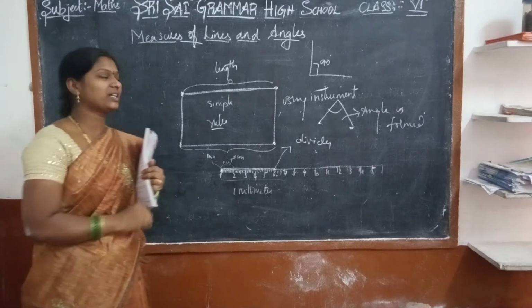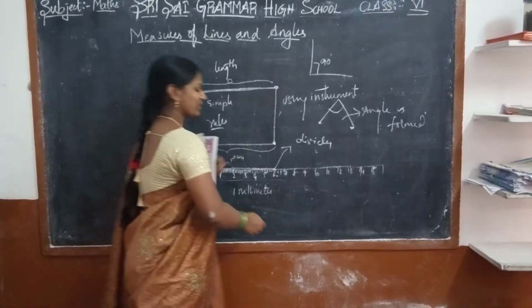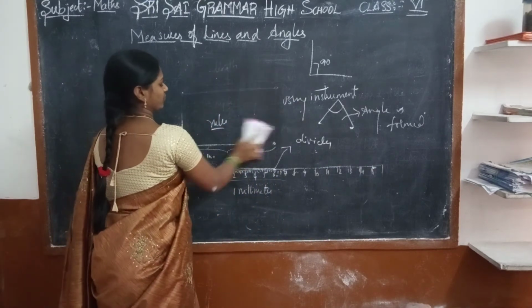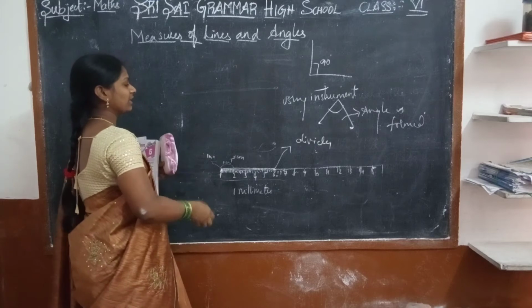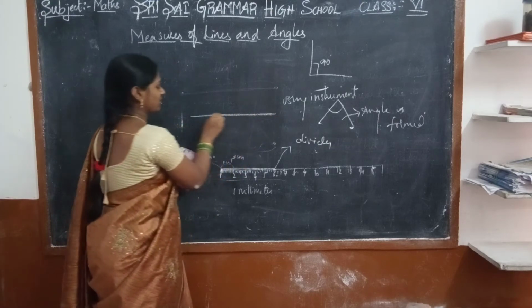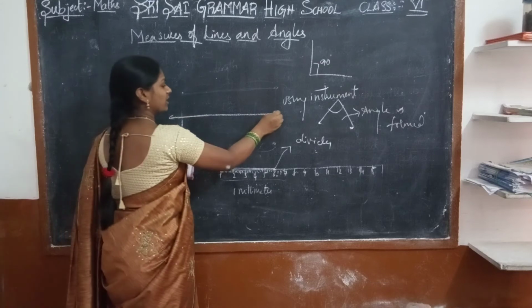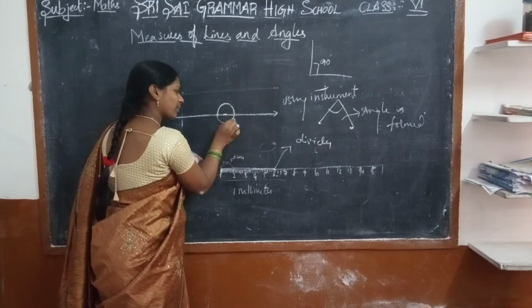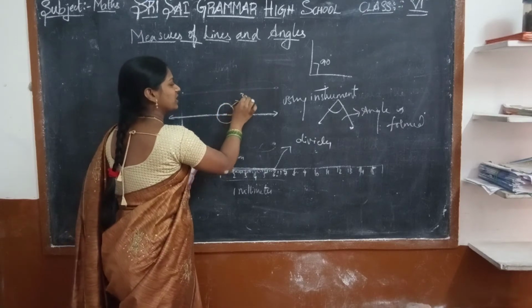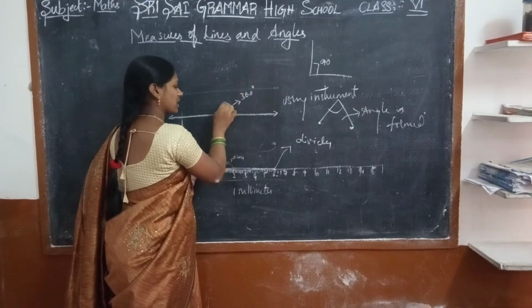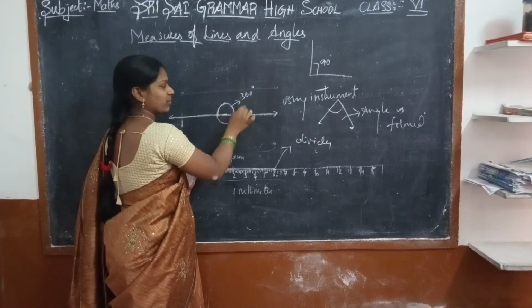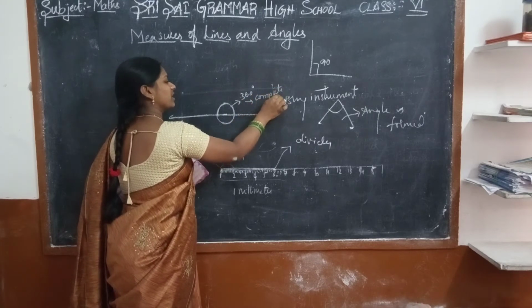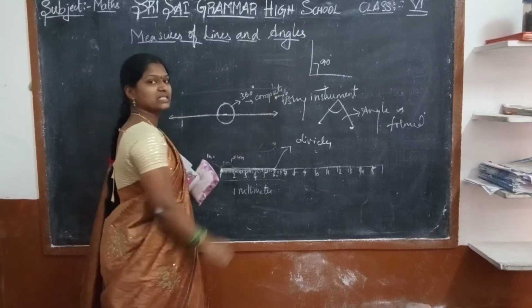What is a complete angle? The angle in which the ray, this is a ray, is completely formed is equal to 360 degrees. Completely formed is nothing but a complete angle, which is at 360 degrees.